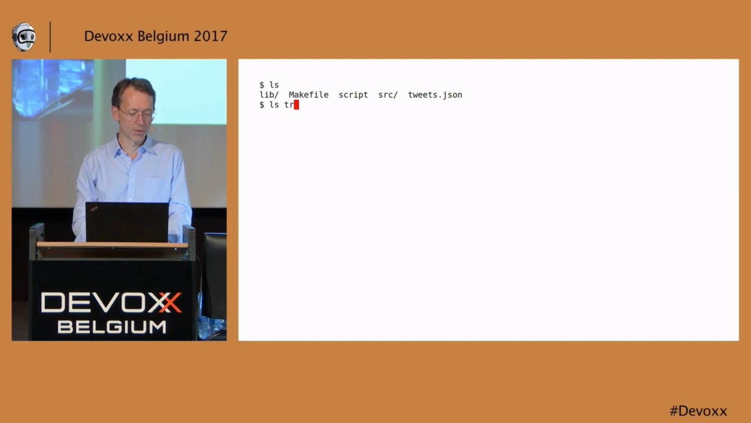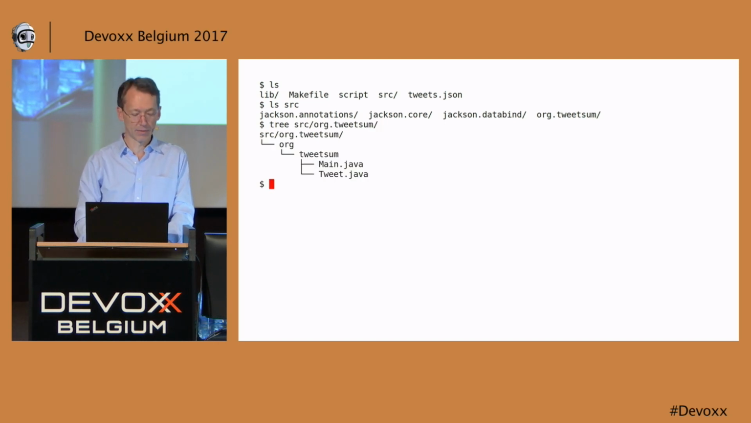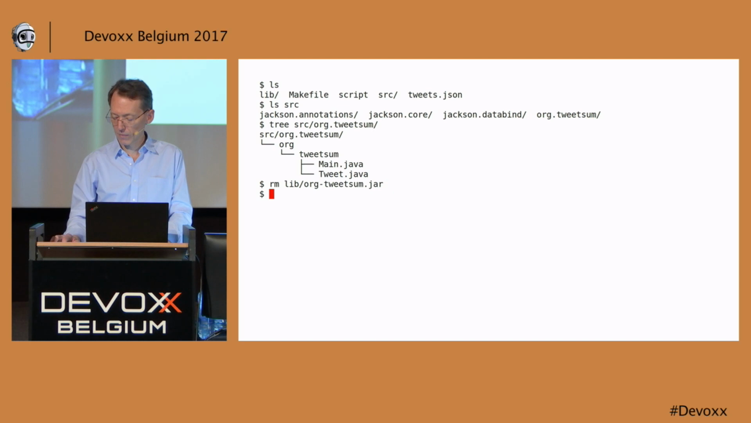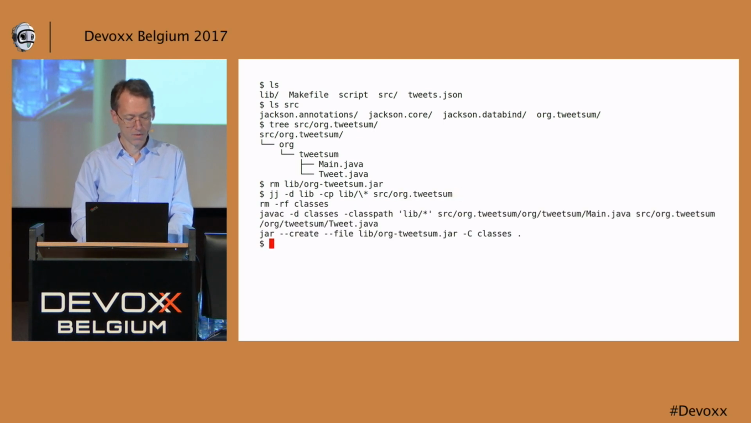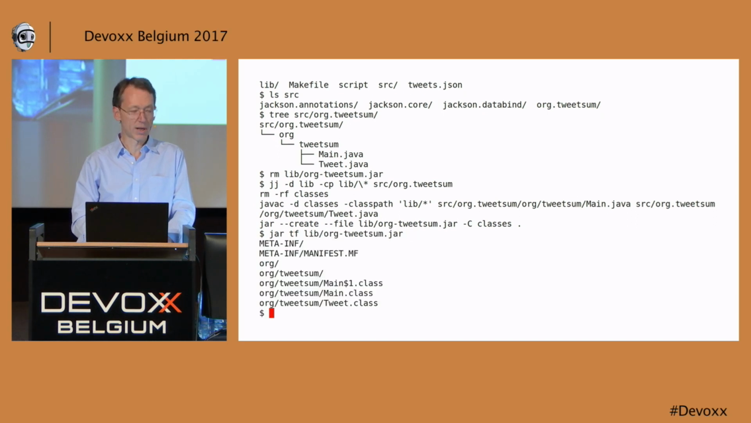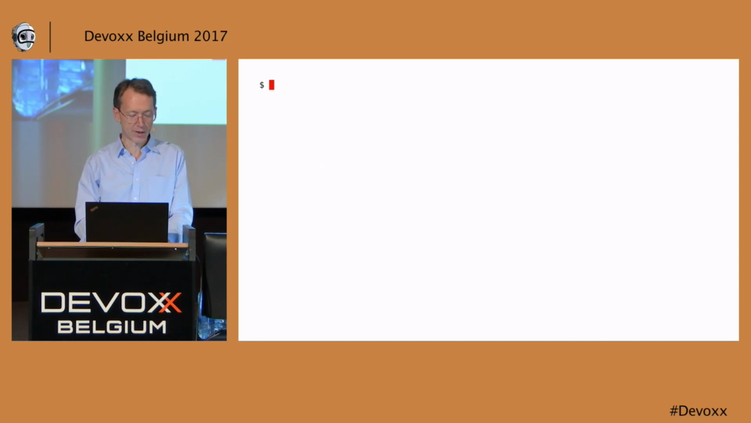And we'll do this while treating org TweetSome again just as a plain old jar file. So let me remove that. I'll recompile that. I'm going to use this little JJ command to save some time. Okay, no module info. It's just a plain old jar file. Okay, so let's modularize Jackson.